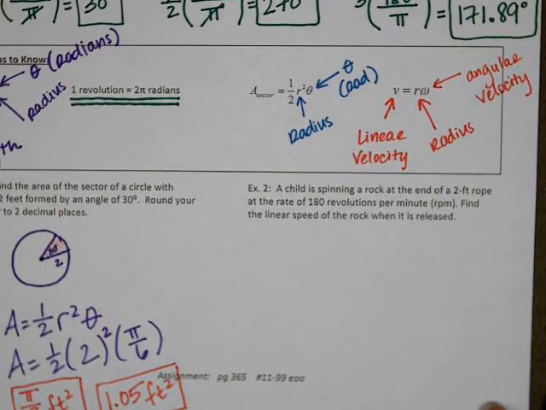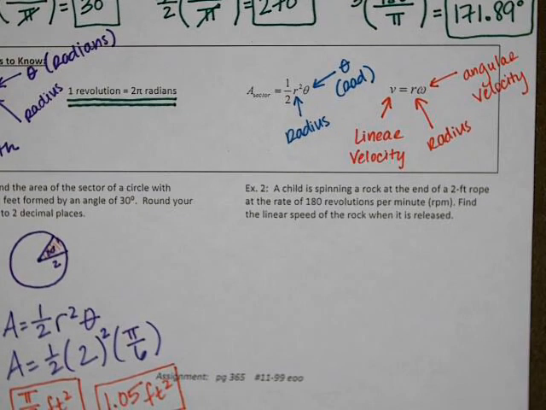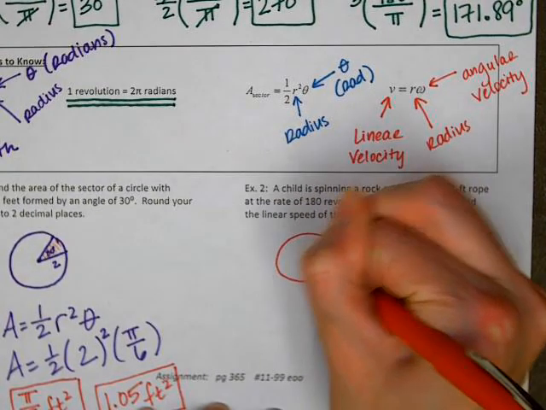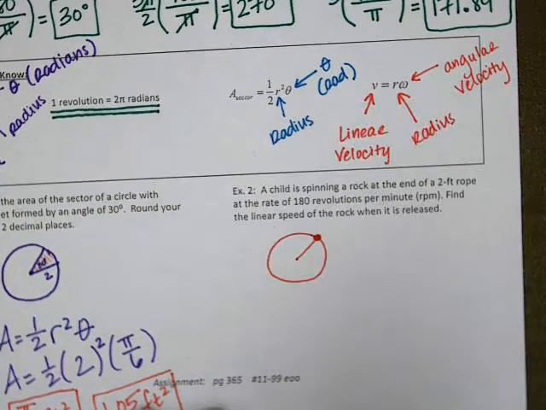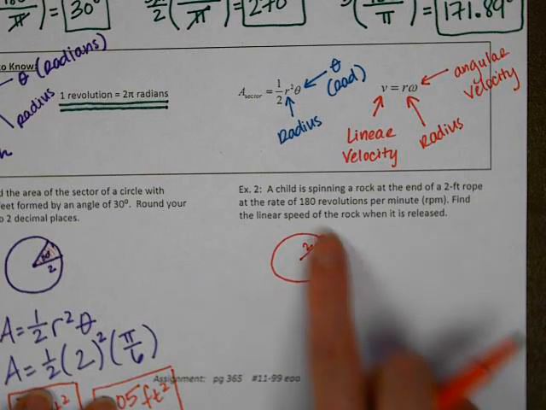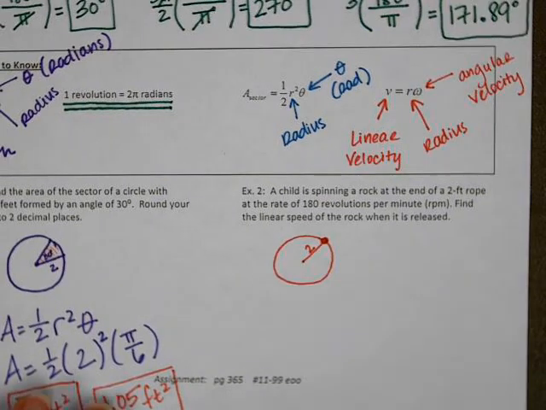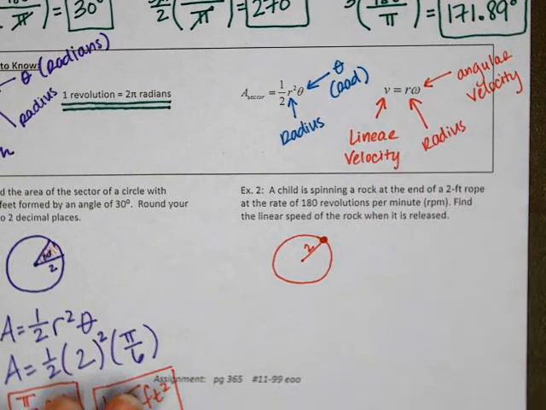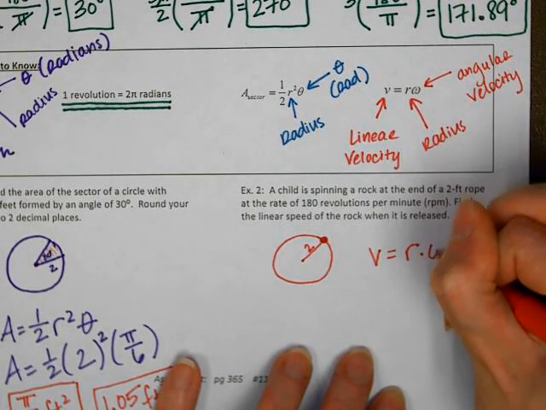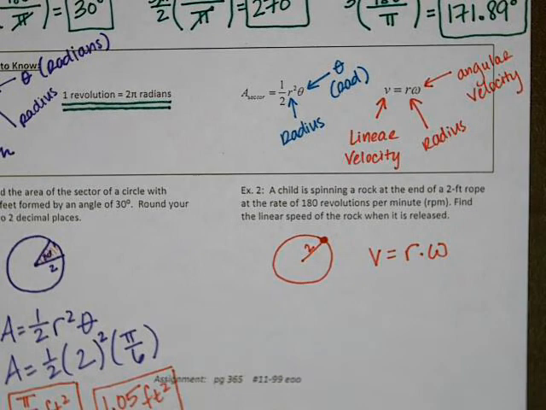Okay, example 2. A child is spinning a rock at the end of a 2-foot rope. So he's spinning a rock at the end of a 2-foot rope. Okay, so the radius is 2, spinning in a circle. The rate is 180 revolutions per minute. Find the linear speed or the linear velocity. Okay, so we're going to use v equals r radius times angular velocity.